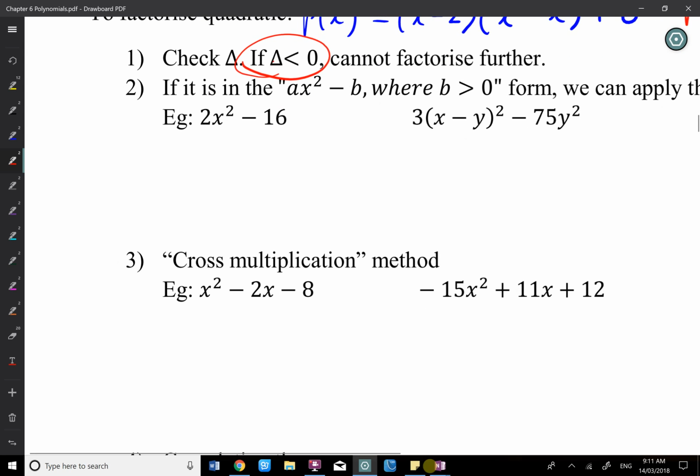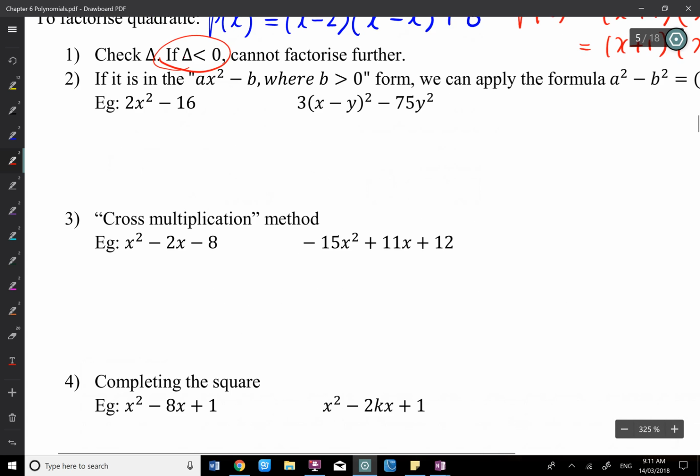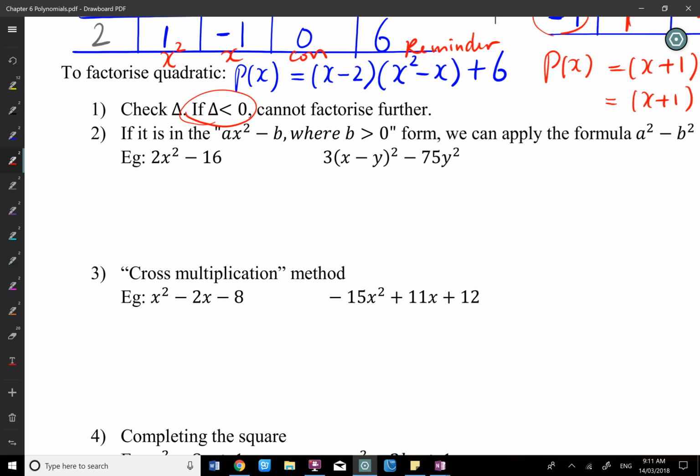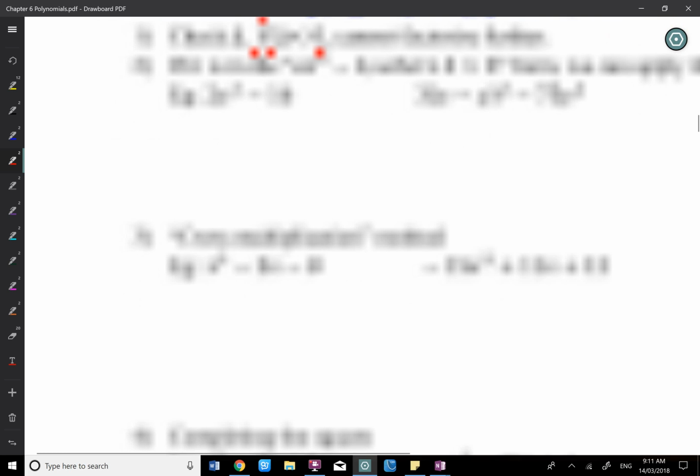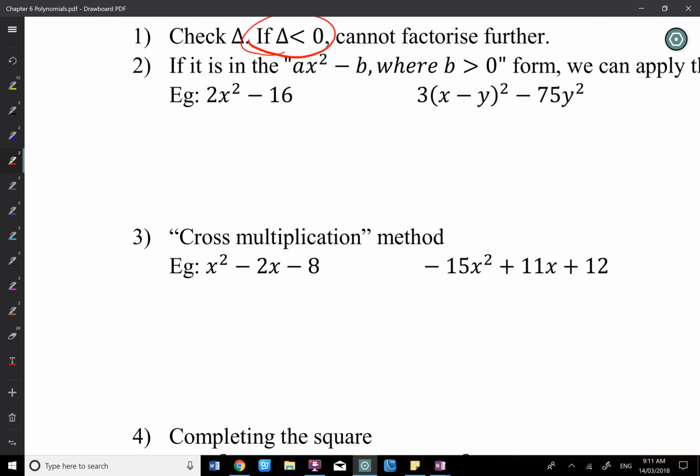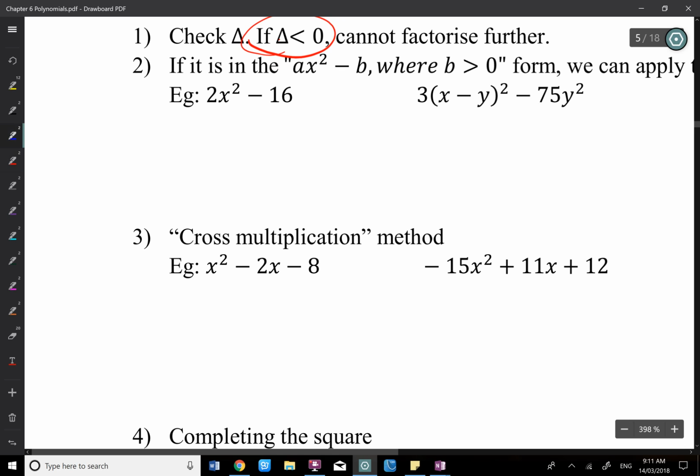So how many methods do we have? We basically follow 3 methods to factorize a quadratic. The first method we will use is when you're missing the middle x term, which is x squared minus a constant. In this case, we can use the a squared minus b squared formula to factorize that. So what I can see here is I can make it into root 2x squared minus 4 squared, and then there's root 2x plus 4 and root 2x minus 4.